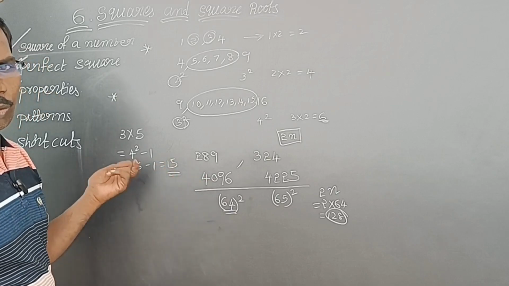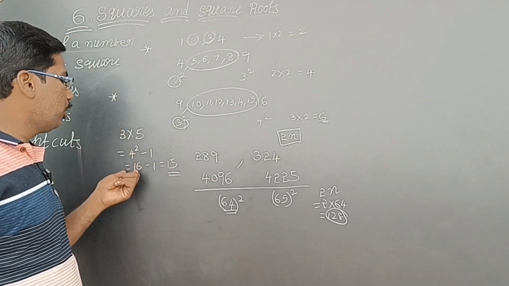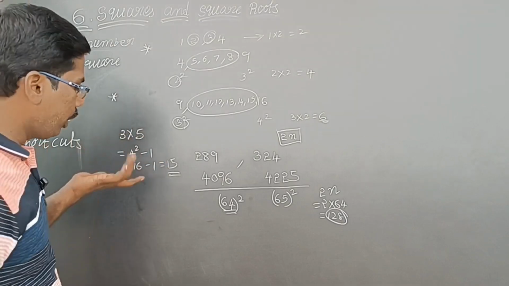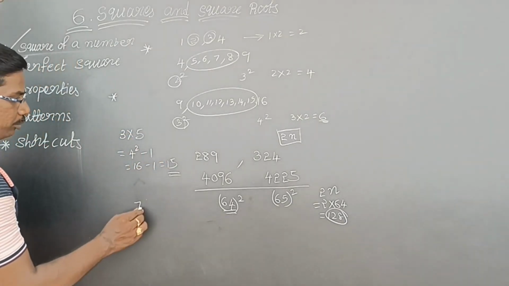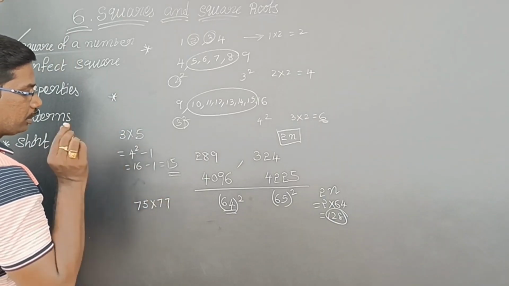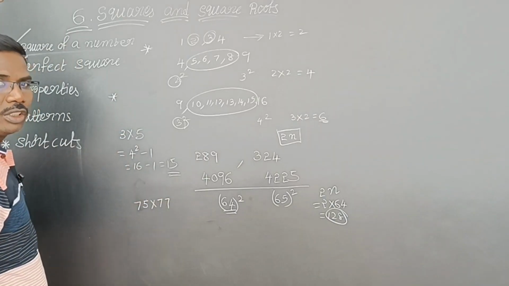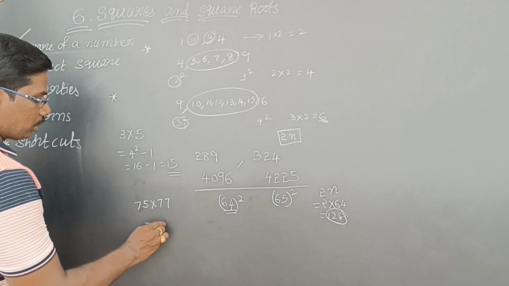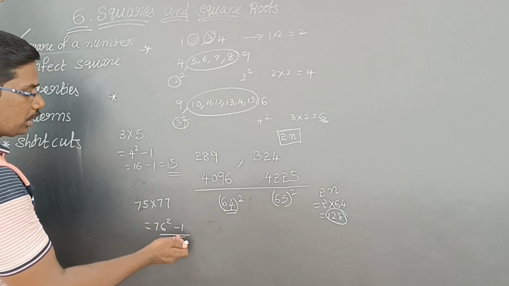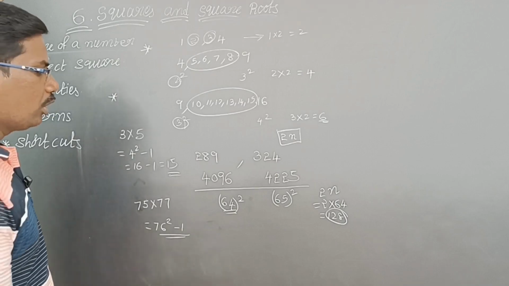So this is the most important property. It means that without multiplication, if you know squares up to 100, you can easily write the answer. For example, see here, 75 into 77. What will you do? 76 square minus 1. If you know 76 square, then 76 square minus 1 you can do very easily.